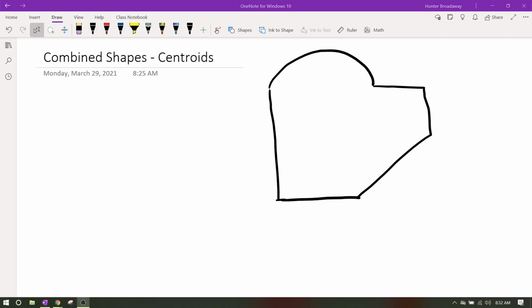Okay, we're going to try to find out the centroid location of this shape. It's a compound shape. It's a lot of different shapes put together. How many shapes do we identify here?